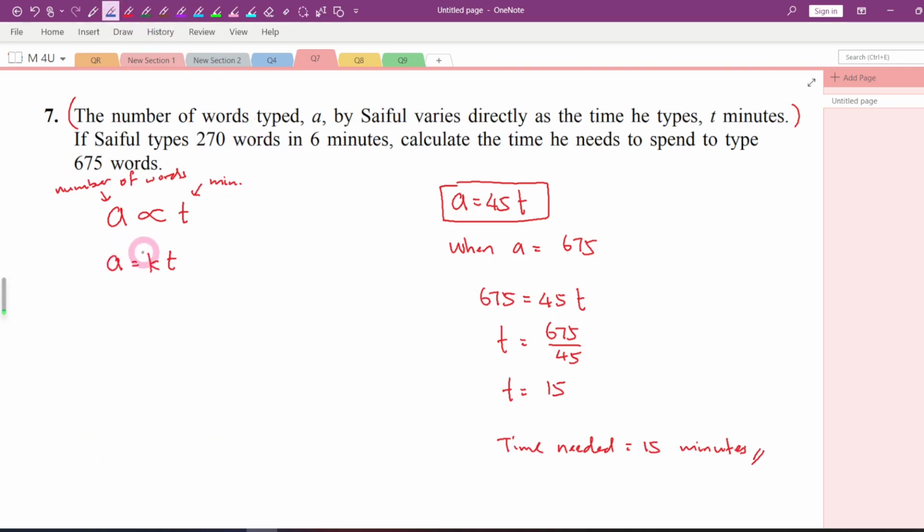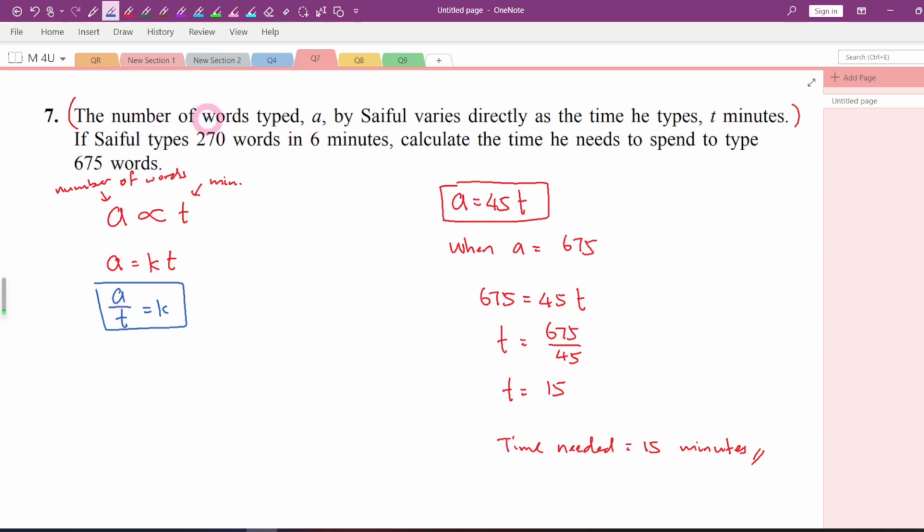Okay, now the beginning step is the same. A varies directly as T, and we change it to equation form. A is equal to kT. From here, you know that A divided by T will always give us k, right? Okay, so in this step, we can do it this way.